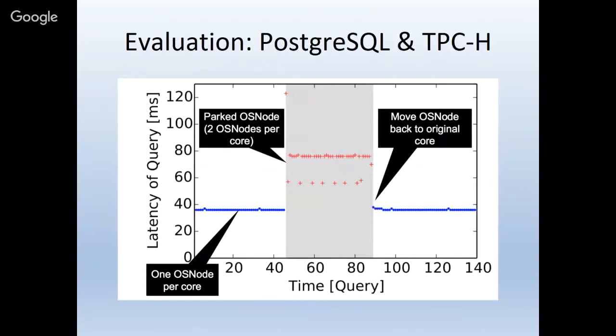So here we again have a PostgreSQL instance with a TPCH database inside an OS node. In the first part, we have one OS node per core, and the response time is about 40 milliseconds. At some point, we temporarily park the OS node. Now the OS nodes share time on the core, therefore the latency increases up to 80 milliseconds. Afterwards, we move the OS node back to its original core, and the query response time normalizes again.